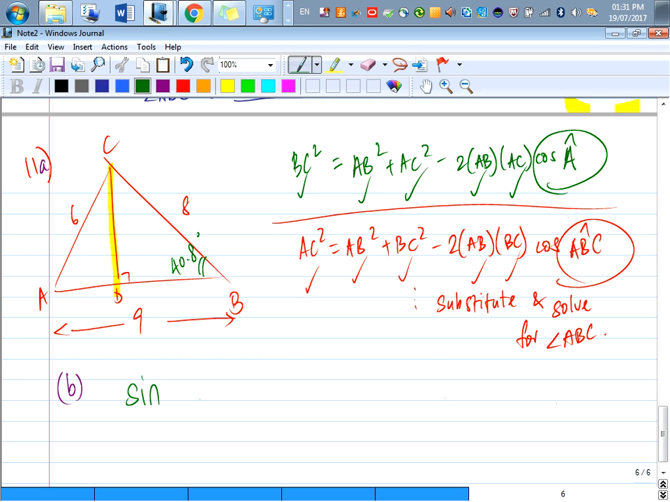No. What Natasha has is sine 40.8 degrees equals to opposite, which is CD, over hypotenuse, 8. And then you solve for CD. Good, right? Because she has identified a right angle triangle. So you don't have to use any of your sine rule, cosine rule. Just use sine. So Natasha, be more confident. You were correct. Then you will get CD. CD is equals to 8 sine 40.8 degrees.